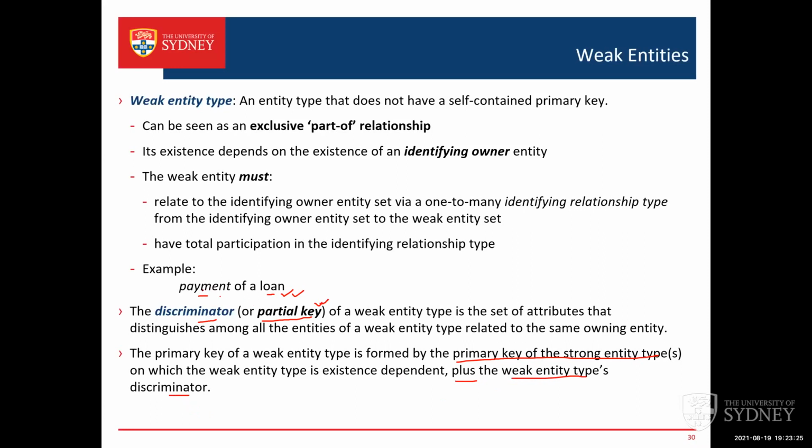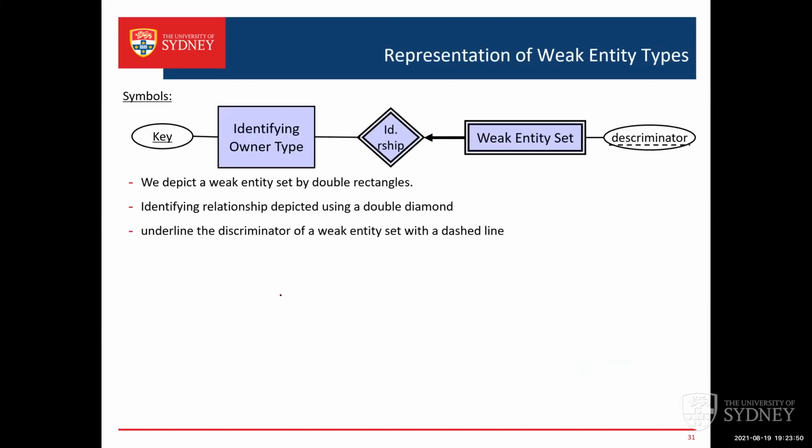Okay, so if I have a payment table and a loan table, what will be the primary key of the payment table? Loan number plus, let's say, a payment ID. Someone is saying exclusive. What does exclusive mean? That simply means that this payment table is actually a part of this table. So it will always be a part of another table.